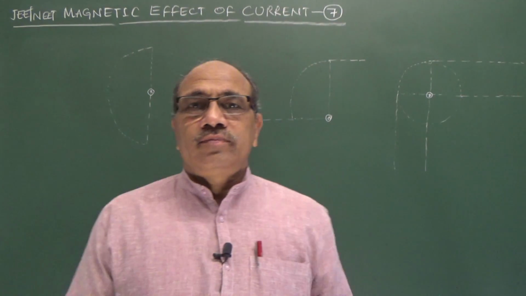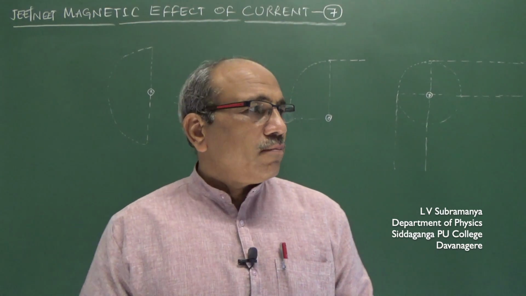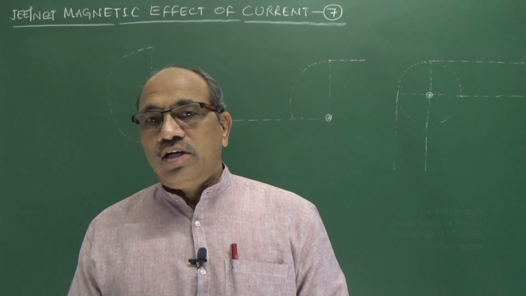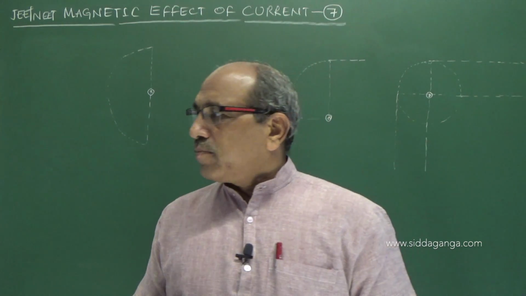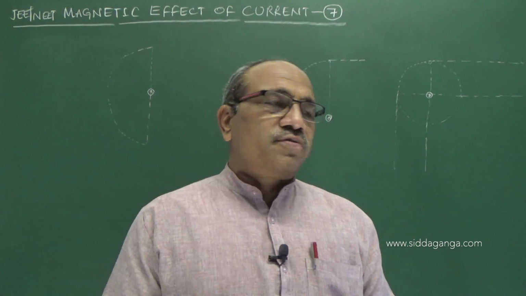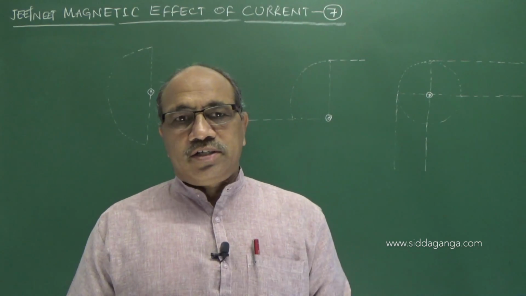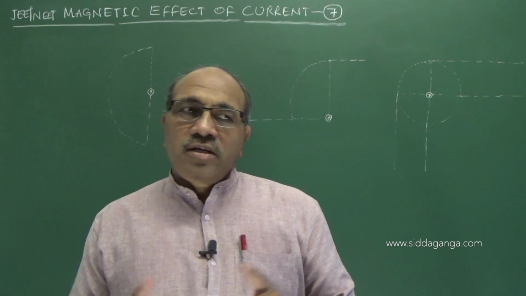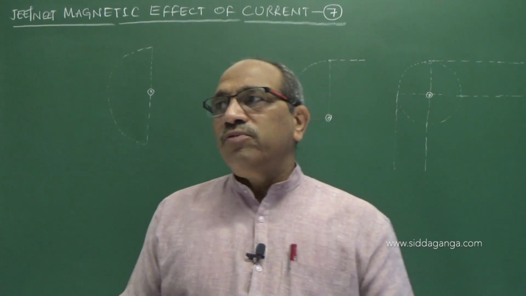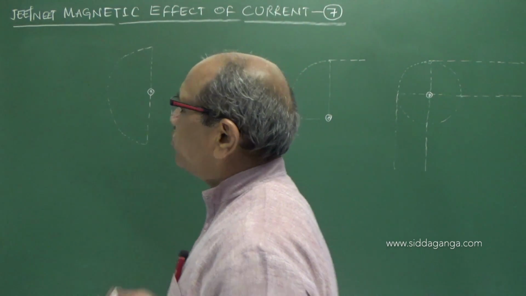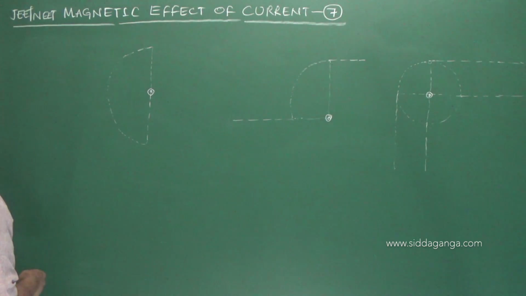Hi students, we are discussing the Biot-Savart law related applications: magnetic field at any point along the axis and at the center of the circular coil, or magnetic field produced due to a straight conductor carrying current or any current element. We are continuing that. We are taking some more examples which are likely to appear in JEE and NET.